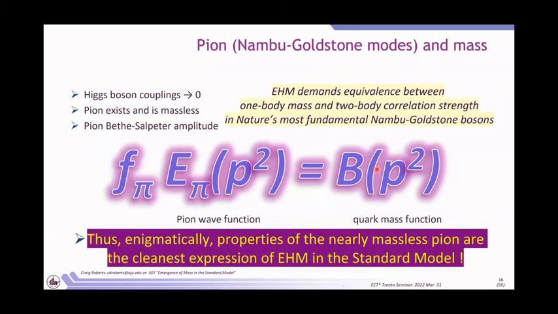This identity between the two-body problem and the one-body problem is extraordinary. And it's only possible in quantum field theory with dynamically broken chiral symmetry. And what it's saying is that, enigmatically, the properties of the nearly massless pion are the cleanest expression of the dynamical generation of mass in the matter sector. And that gives us a window, a very direct path to exposing some of the physics of emergent hadron mass, as I'll explain as we go along.